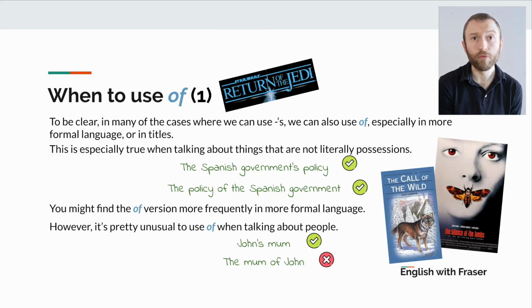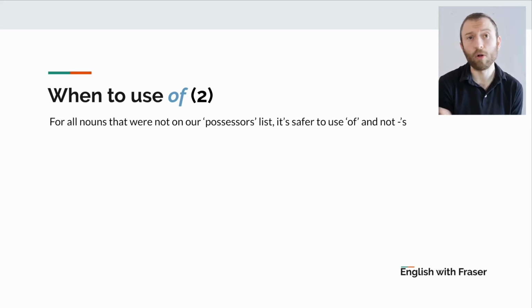Another use of "of" is for all the nouns that were not on our possessors list. So the ones that are not animals, organisations, groups of people, companies, etc. That typically means inanimate objects like a table, a chair, a computer, and it also means abstract nouns.